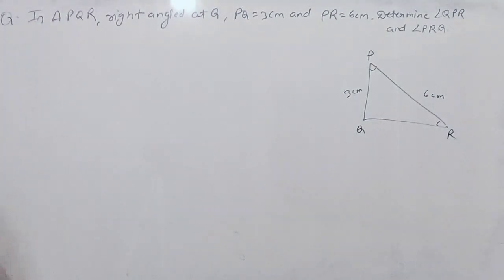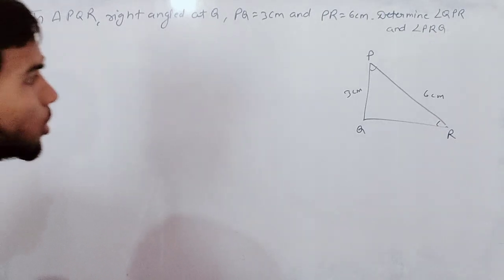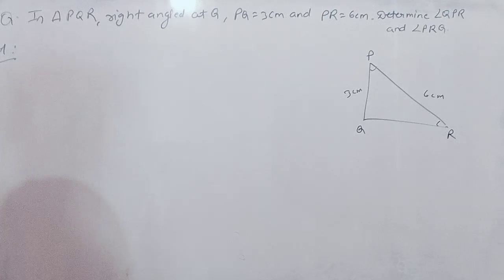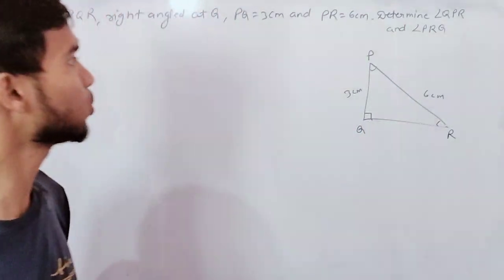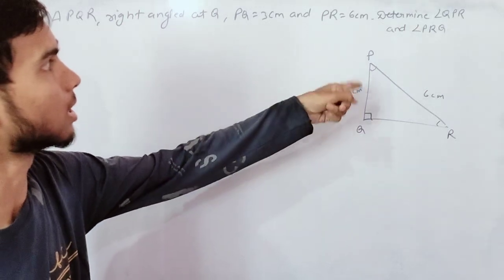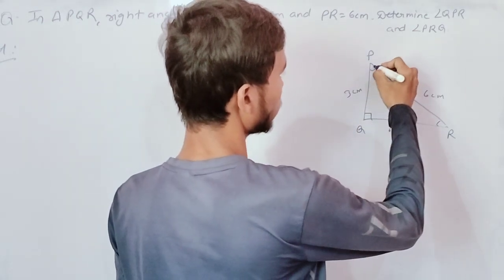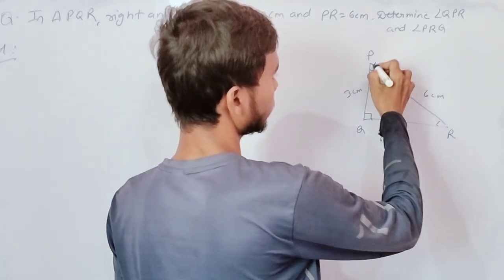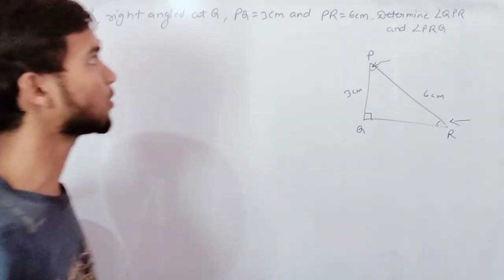This is a computation. What is it asking? Even I don't know the answer of this question. So in triangle PQR, right angle at Q, PQ is 3 centimeter, PR is 6 centimeter. Determine angle QPR and PRQ. We have to determine these.